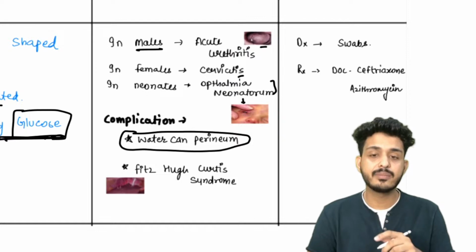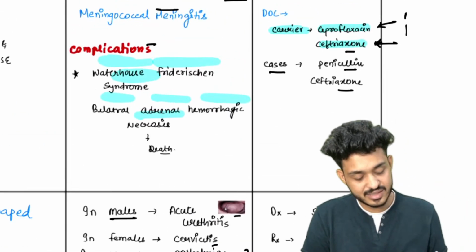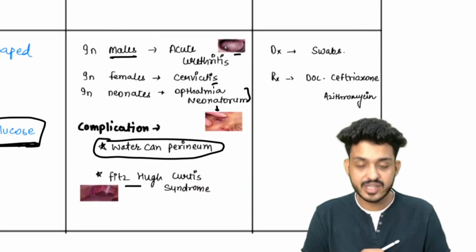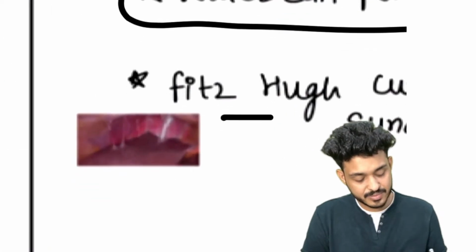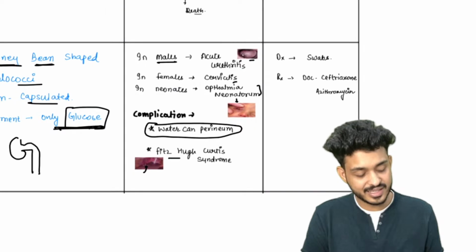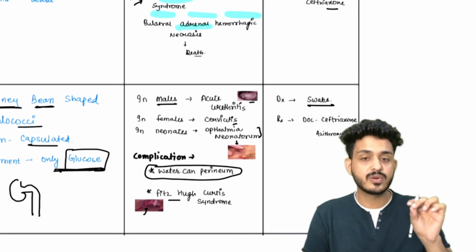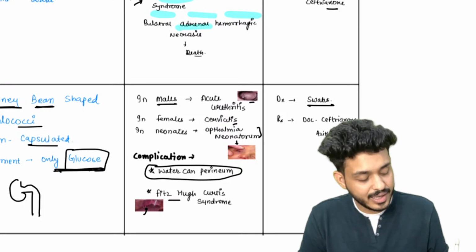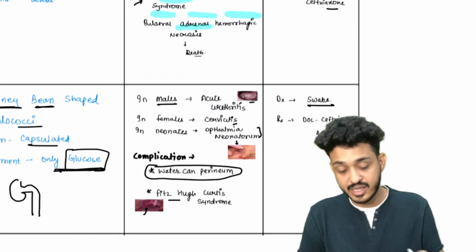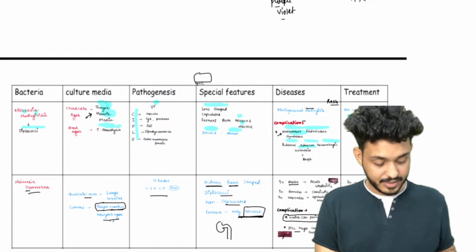One is Waterhouse Friderichsen syndrome there, here it is also Waterhouse Friderichsen syndrome. Okay, the second one is your Fitz-Hugh-Curtis syndrome, which is basically perihepatitis, adhesions will be there. Okay, so that is your perihepatitis. How will you diagnose? You will be taking swabs from the particular area. Okay, and the drug of choice will be ceftriaxone or azithromycin that we are using here, right? So this is about the two bacteria that we have already discussed.